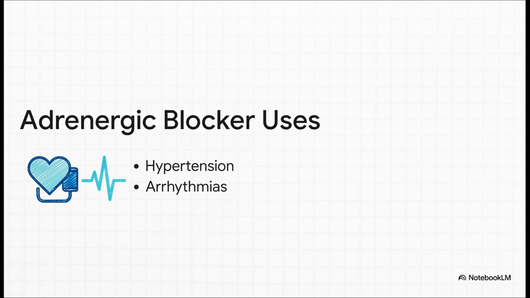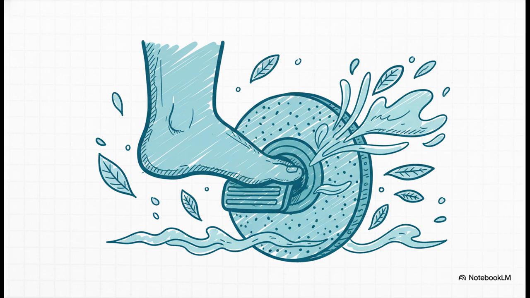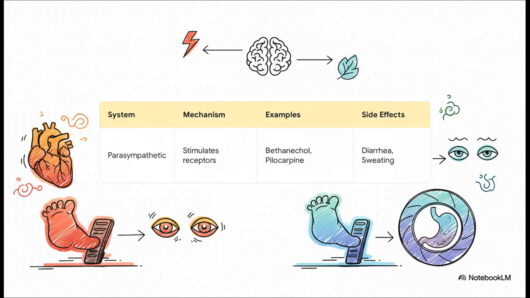All right, let's switch gears. We're done with the accelerator system for now. Let's talk about the brake pedal, that rest and digest system. What happens when we push that pedal using a cholinergic agonist? These drugs get to work by stimulating what are called muscarinic and nicotinic receptors. Activating this parasympathetic system basically gets all the juices flowing.